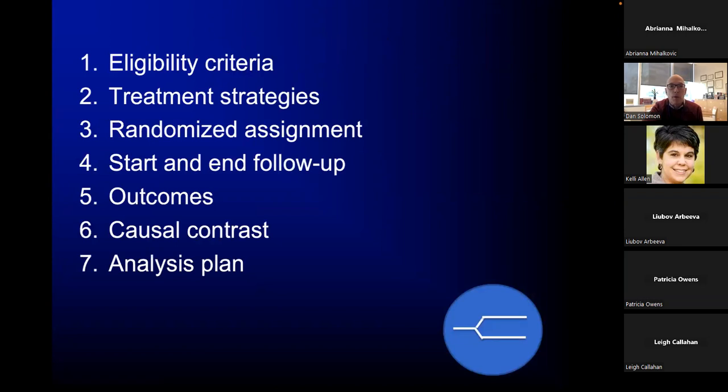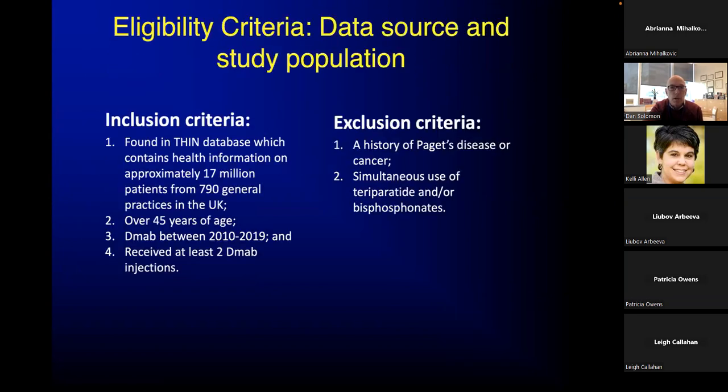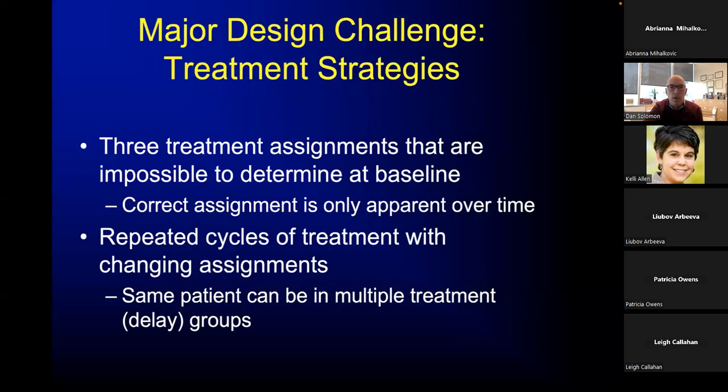So we outline the eligibility criteria, treatment strategies, randomized assignments, start and end of follow-up, outcomes, and causal contrast analysis plan. And we define these inclusion and exclusion criteria. I'm going to breeze through some of the details because we're really talking about the generic concepts around target trial emulation. There were 3 treatment assignments.